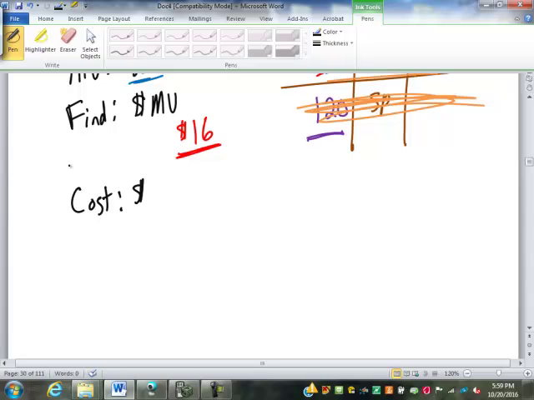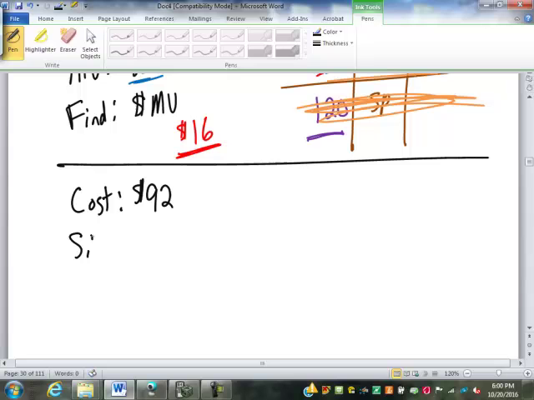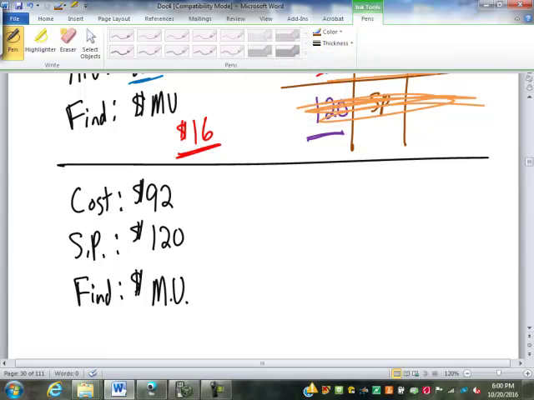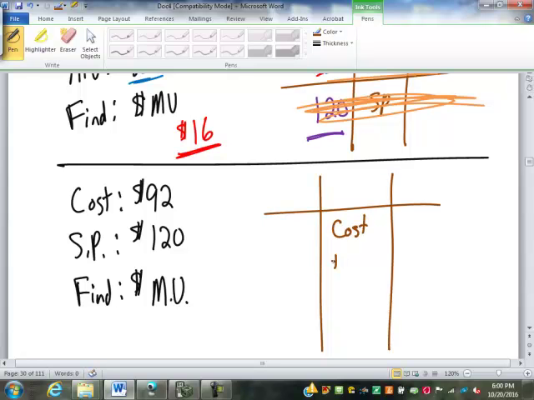So if you purchase an item that costs $92, selling price is $120. Find the dollar markup. How many of you are making the table right now? Okay. You don't necessarily have to. I'm going to do it anyway.